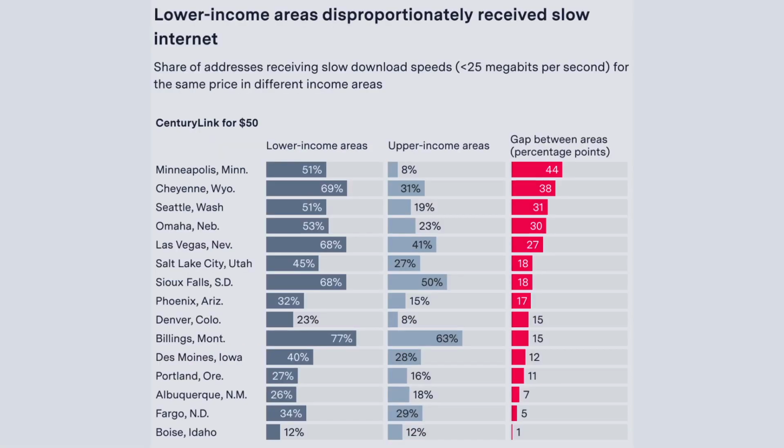So doing that, it allowed us to see for each city and each provider the proportion of addresses, sorry, for the hard P, the proportion of households that were given slow speeds. And so for Minneapolis, for example, you can see that over half of the households in lower income areas were offered slow speeds by CenturyLink for $50, and only 8% of upper income areas. And so we did this for each city, each provider, and each socioeconomic feature. And this helped us really measure the digital divide and prove how widespread it is.